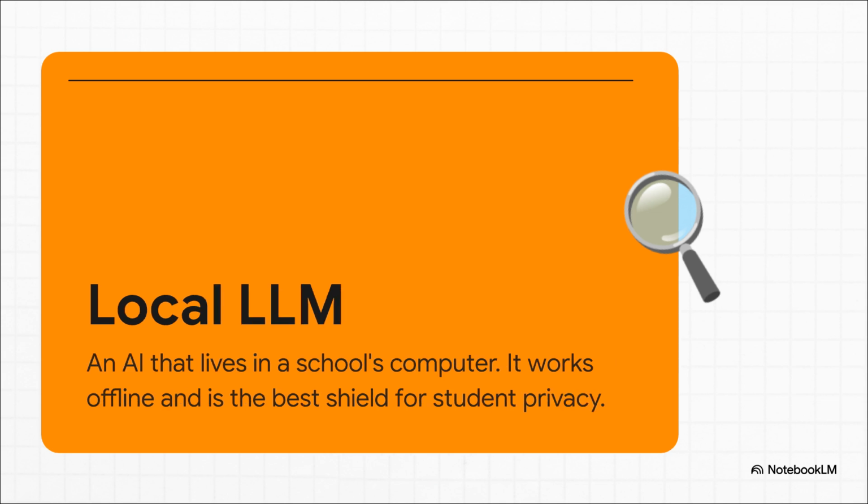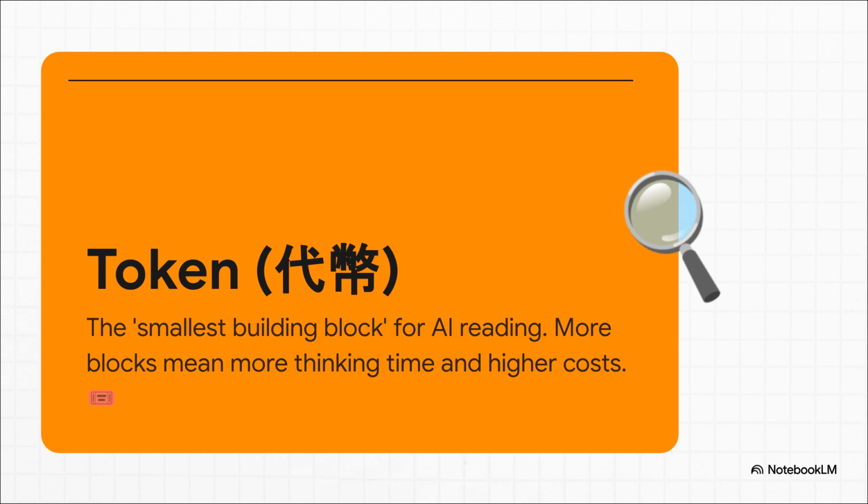But here's the cool part. That massive brain doesn't have to be out there on the internet. You can have what's called a local LLM. It lives right there on the school's own computers, totally offline. And if you work in a school, you know this is a game changer. It's like the ultimate privacy shield for student data. Nothing gets out.